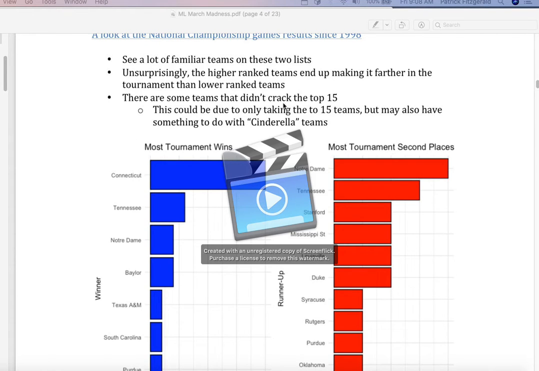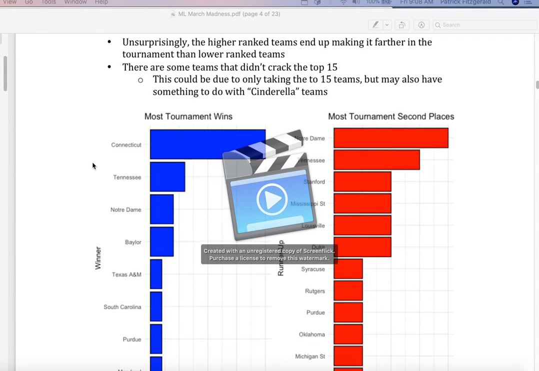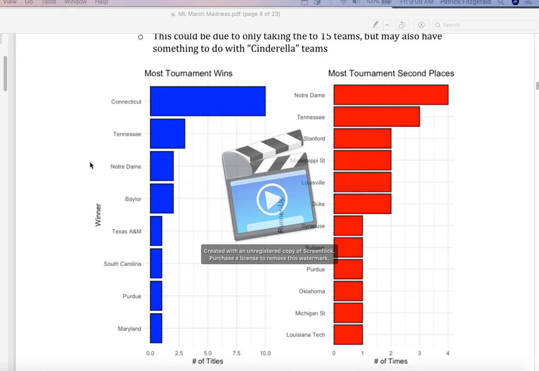There are some teams in here that did not crack the top 15. This could be due to taking only 15 teams, and maybe if I had taken more, these names would have shown up. But also it might have something to do with some Cinderella teams, which is something that, again, is going to come up later in my model, and I'll discuss that.